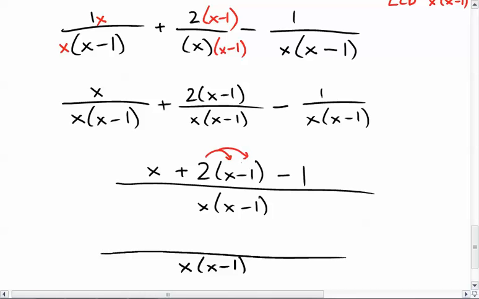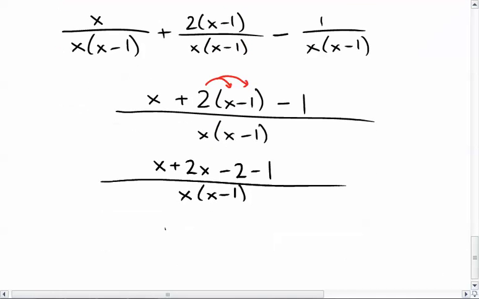So let's put that 2 into the brackets. We get x plus 2x minus 2 minus 1. And now we can combine common factors. So we get 3x minus 3 over x times x minus 1.